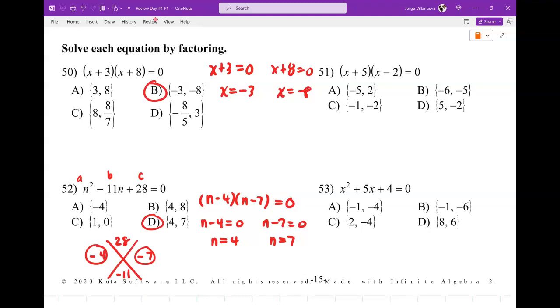And 51 is the same. It's already pre-factored for me. So I'll just write x plus 5 equals 0, x minus 2 equals 0. So x is negative 5, x is 2. So it's A.